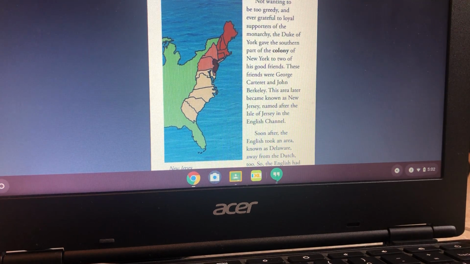The southern colonies, which were made up of Maryland, Virginia, North and South Carolina, and Georgia. The New England colonies, made up of Connecticut, Massachusetts, Rhode Island, and New Hampshire, and the middle colonies, made up of New York, New Jersey, and the soon-to-be Pennsylvania and Delaware.